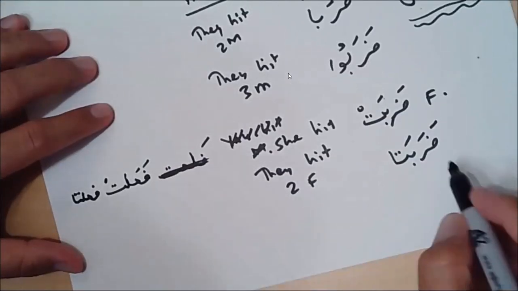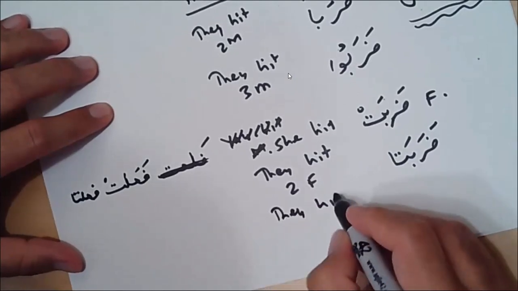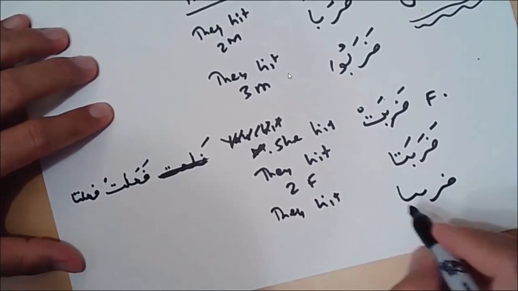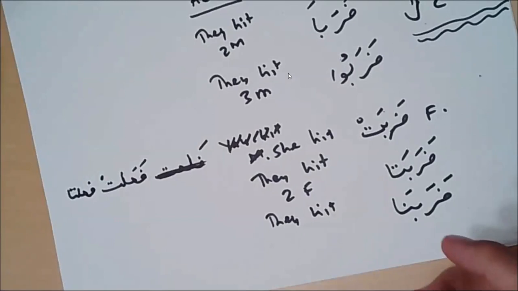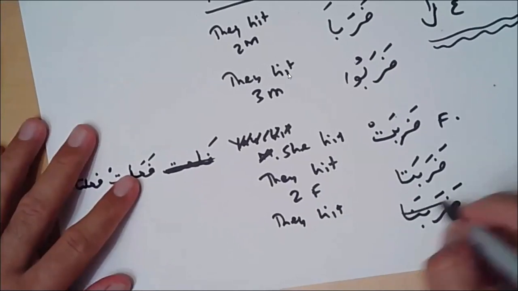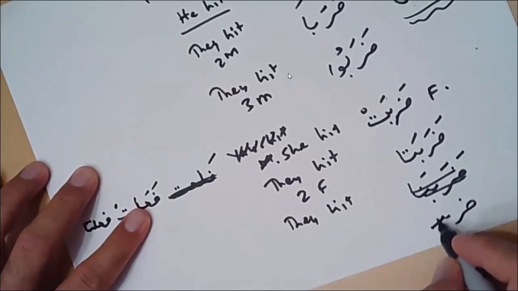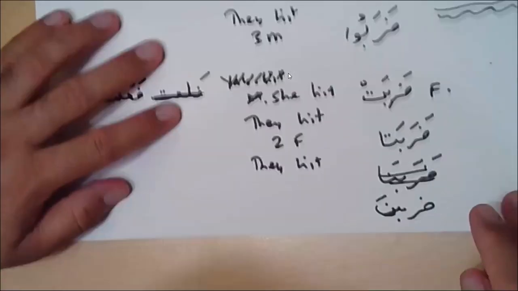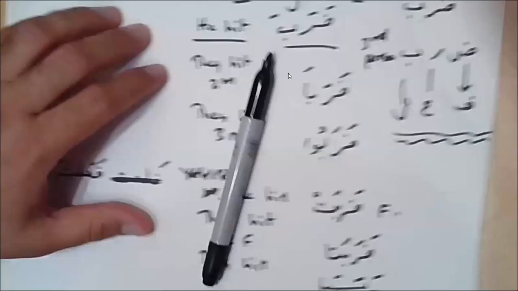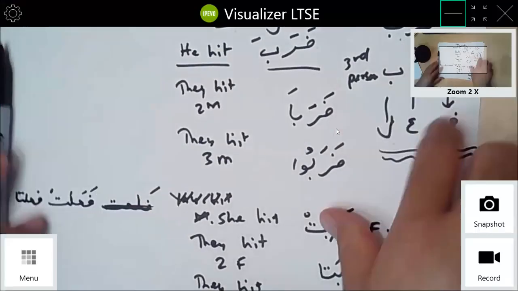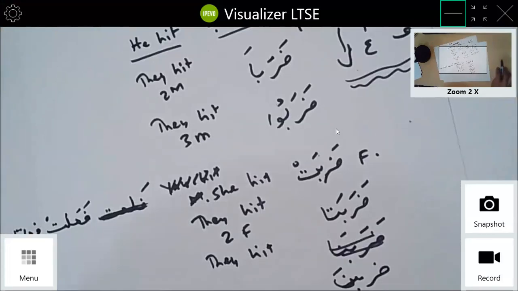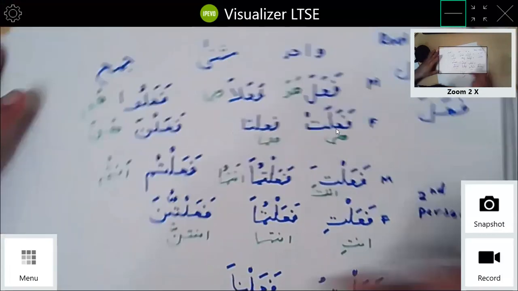Then what will be the third part? They hit, more than two? Darabna. Okay. I think there's no alif, yeah? Darabna, like that? Yeah. Yes. Okay. All right. So, what is the time? 10:42 already. Okay. So, let's go back. Just to practice again.